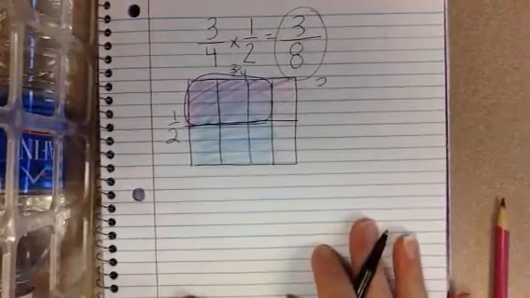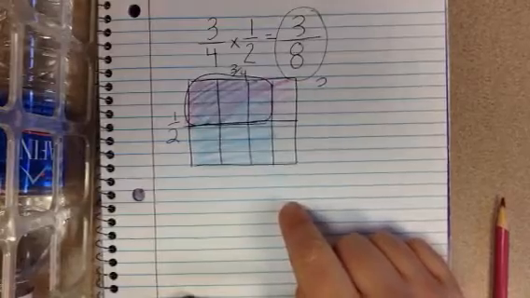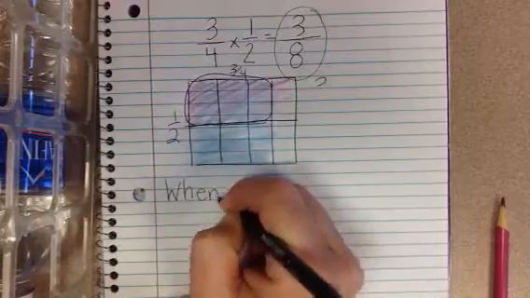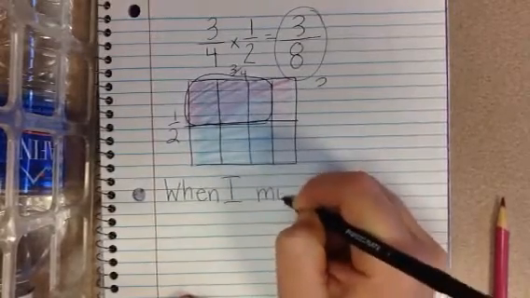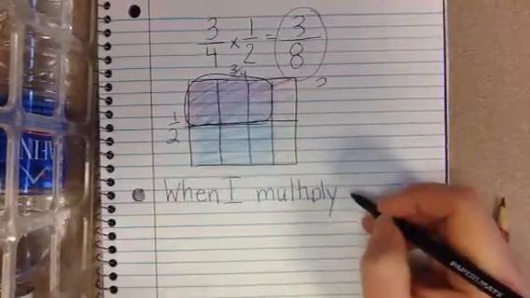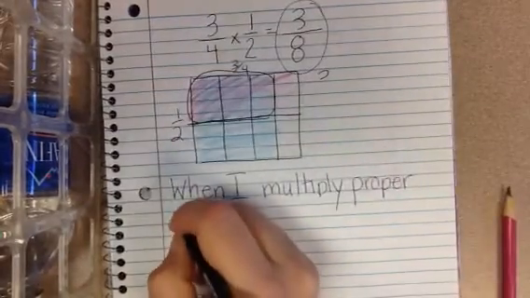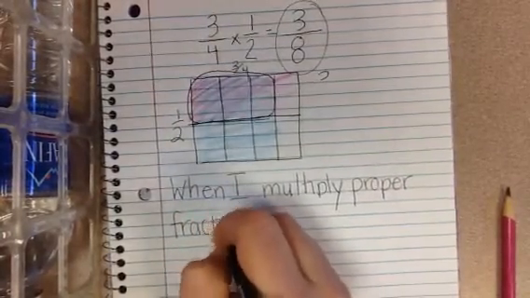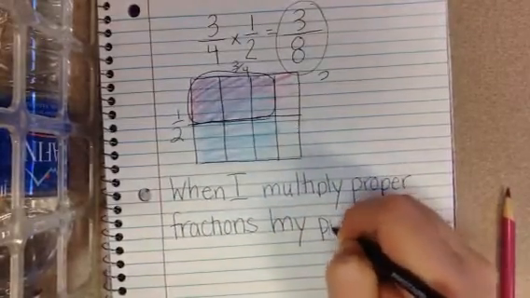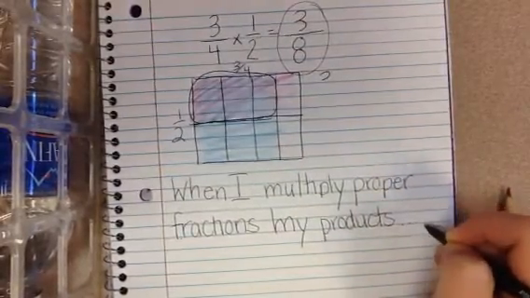So I'm going to have a sentence starter, and I want you to finish it. So tomorrow I'm checking, could we do this one correct? And I'm checking to see what your sentence says. So when I multiply proper fractions, my product, and I want you to finish that sentence.